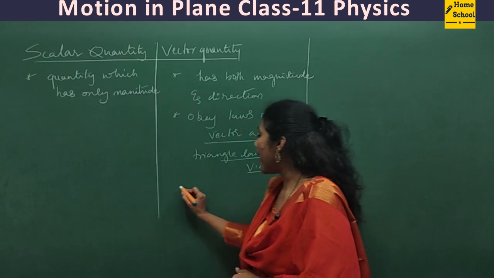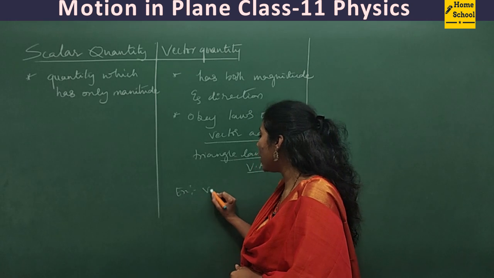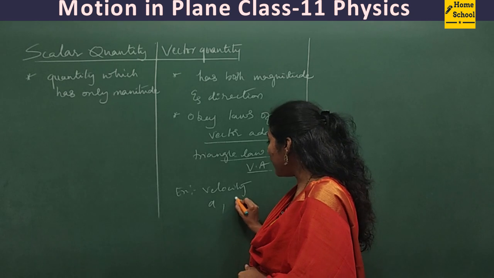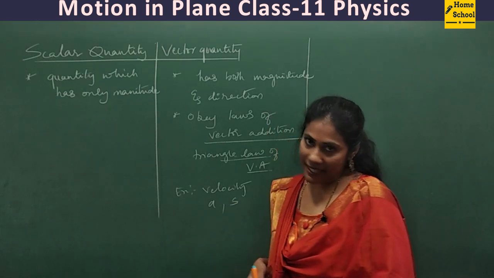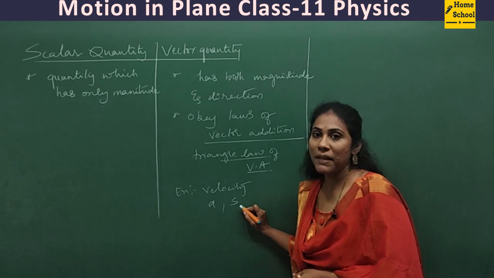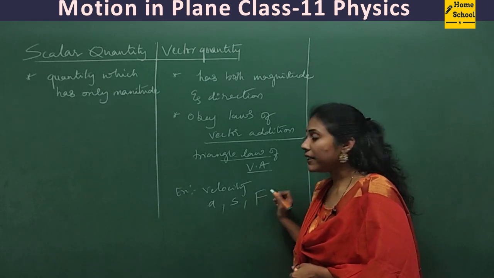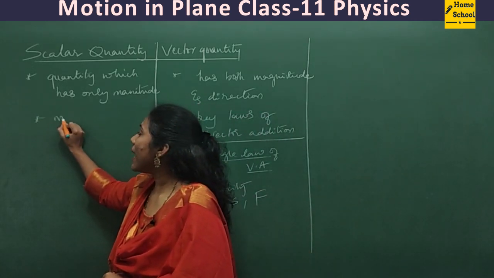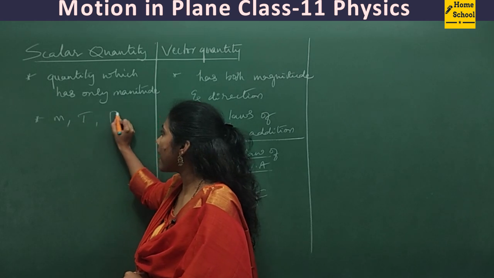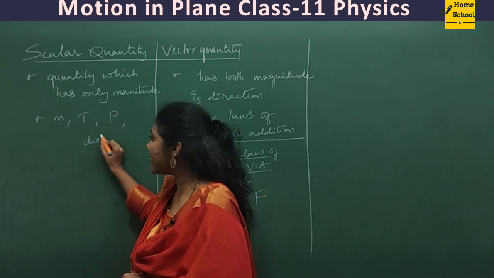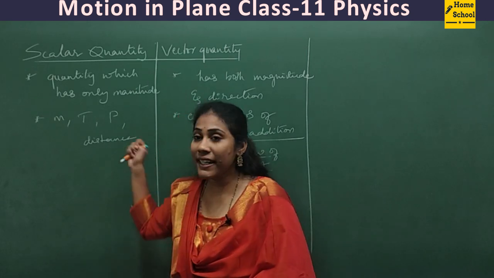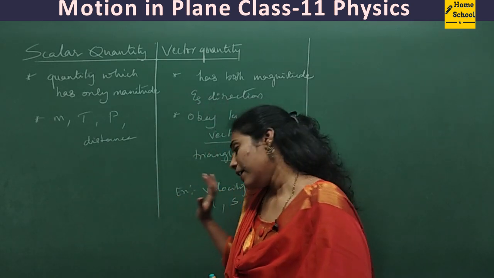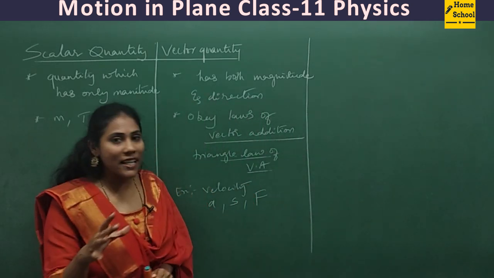So what are the examples for vectors here? As I told you, velocity is a vector, and acceleration is a vector. Displacement, which can be represented as S, is a vector, and most importantly, force is a vector, right? And what examples will you give for scalars? Mass is an example, temperature is an example, pressure is an example, distance is an example. Speed is an example. So all of them are scalar quantities. Fine. So let us study more aspects of vectors now.